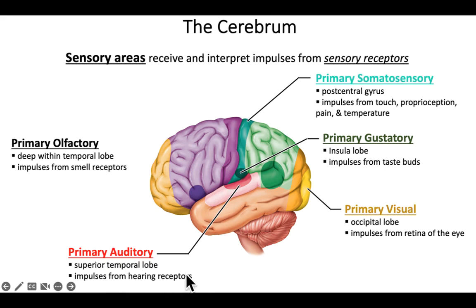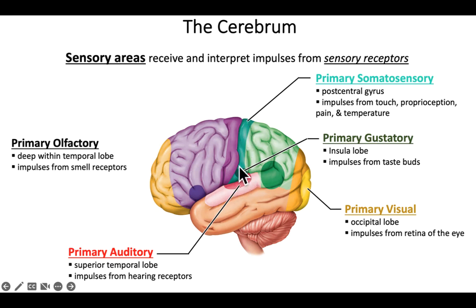All right, there's a structure called the cochlea, which is involved in hearing. So that's known as the primary auditory. Here is that primary somatosensory area. So again, that anatomical region is called the post-central gyrus, and that's in the parietal lobe. All right, this is parietal lobe. And that receives impulses of touch, proprioception, which is body movements, pain, and temperature. So that's all perceived in this primary somatosensory.